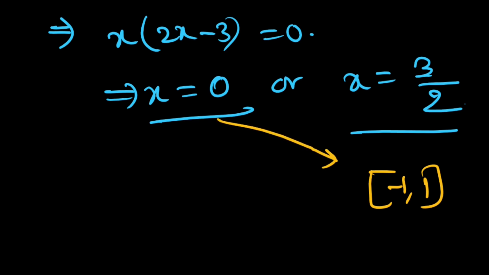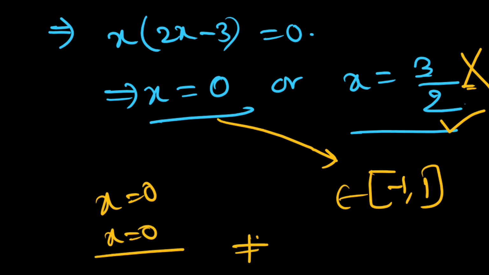3 by 2, that is 1.5, is outside the range, so x is equal to 3 by 2 is not a solution. So this is cancelled. Only x is equal to 0 belongs to this range. Therefore x is equal to 0 is the solution. Therefore the number of solutions of this equation is 1.